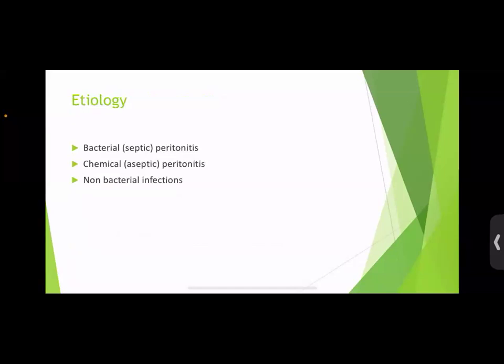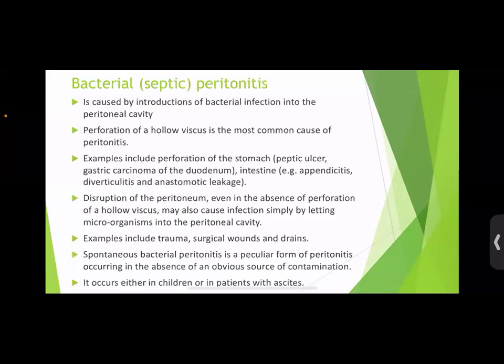So for the etiology or cause, it's usually caused by three main things: either bacterial peritonitis, chemical peritonitis, or non-bacterial peritonitis. So bacterial peritonitis is caused by introduction of bacterial infection into the peritoneal cavity. Now, the perforation of a hollow viscus is the most common cause of peritonitis. Examples include perforation of the stomach due to peptic ulcer, gastric carcinoma, of the duodenum, or intestine, e.g. due to appendicitis, diverticulitis, or anastomotic leakage.